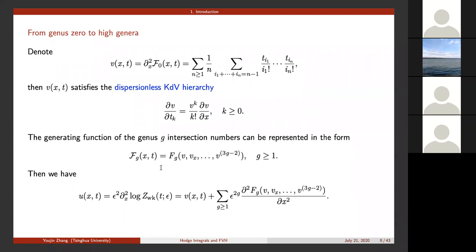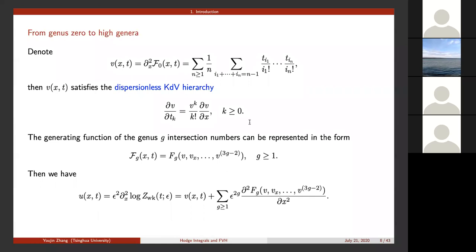Now this means that we can represent the free energy F_g by using a function which depends on finitely many variables. And the general two-point function U can be written as a function of V plus some additional function of V. So this gives a transformation between V and U. If you know the evolution of V along t_k, given by the dispersionless KdV hierarchy, then you know the evolution of U along t_k, and you can write down the equation satisfied by this function U. Actually this should be the KdV hierarchy.